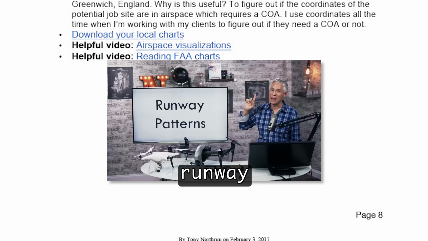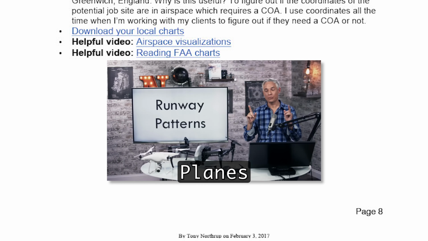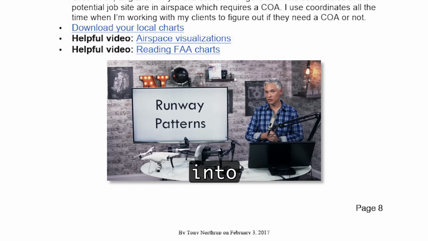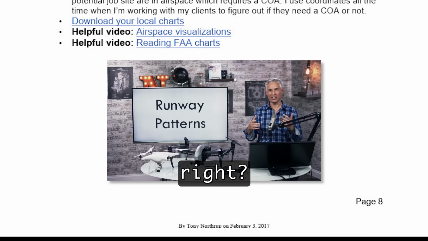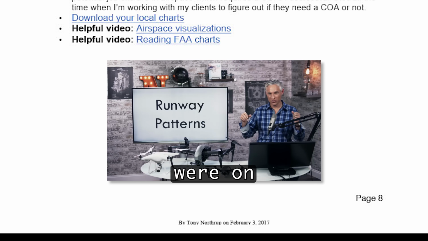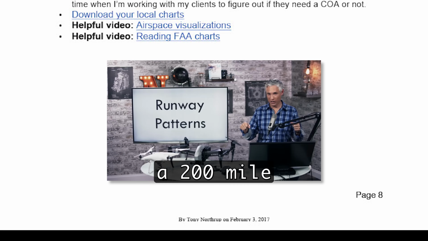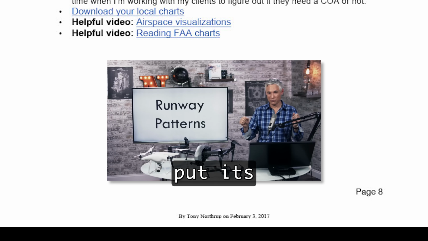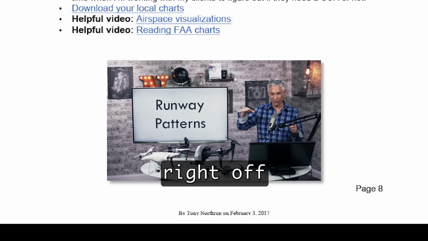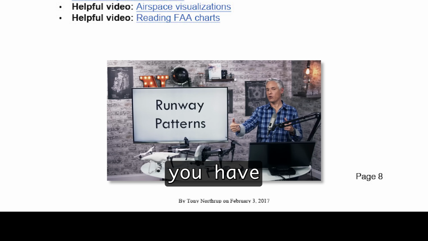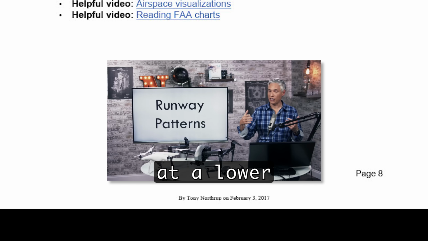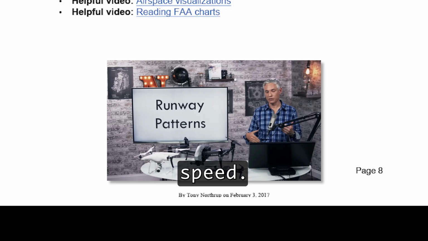So let's talk about runway patterns. Planes take off and land into the wind, generally. You can think about airspeed, right? Like if a plane were on the ground facing into 200 mile an hour winds, it could just put its flaps down and take right off, because it's that wind coming at it that's going to generate lift, not the actual movement of the plane relative to the ground. So if you have a headwind, it means you can take off at a lower relative ground speed.